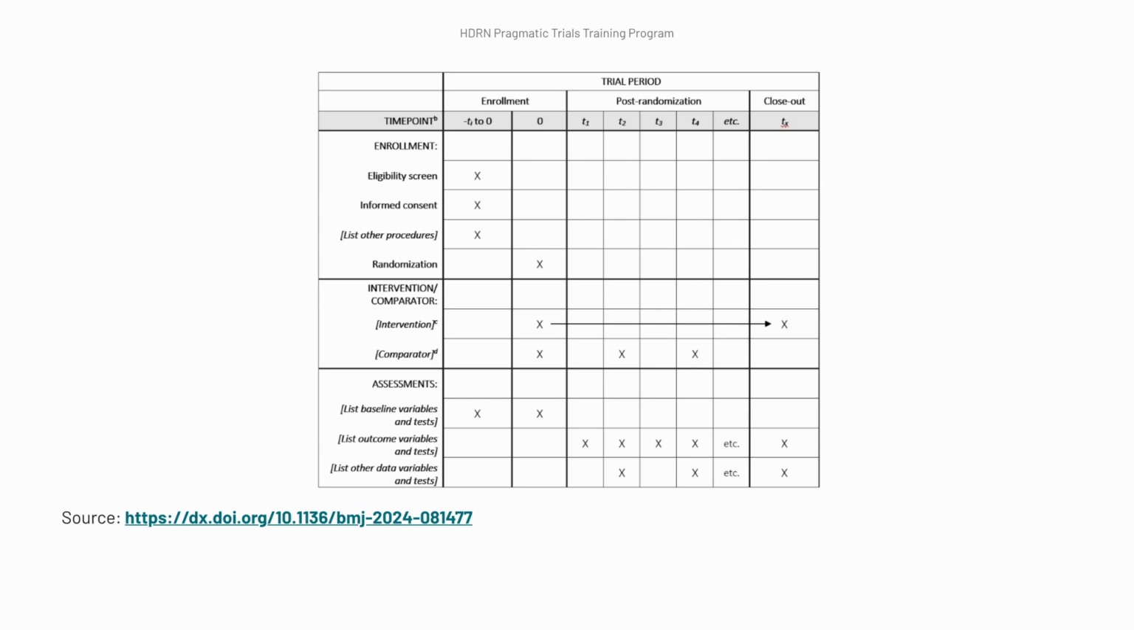As in this template table, you'll typically see rows for key procedures like eligibility screening, informed consent, intervention delivery, and outcome assessments, and columns for each time point in the study. This makes it immediately clear what happens when and where data are being collected. If your trial includes a run-in period to establish baseline data, or a washout period, such as in a crossover design, those should be clearly marked in the timeline as well.